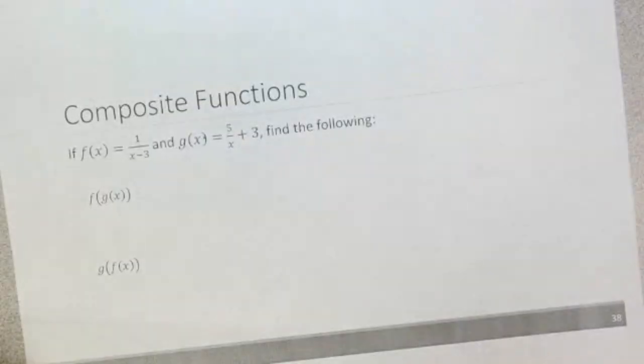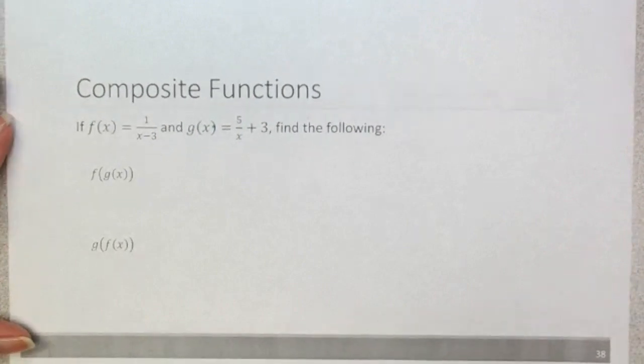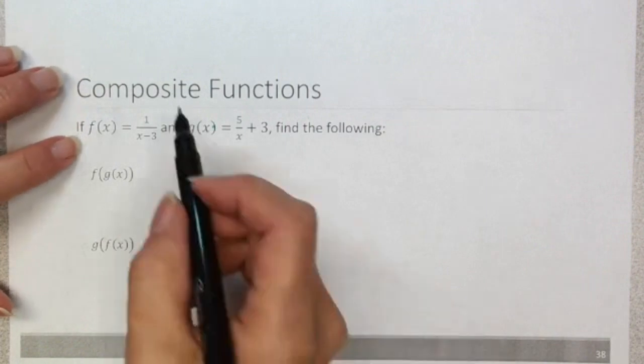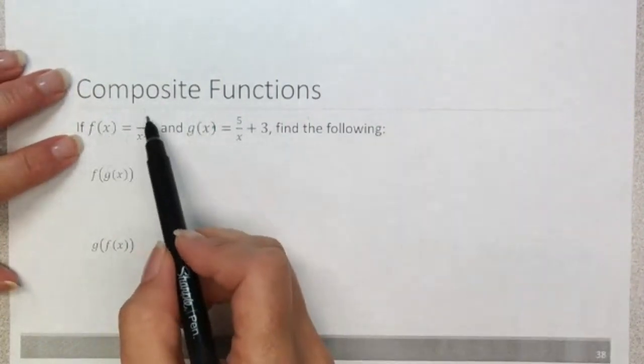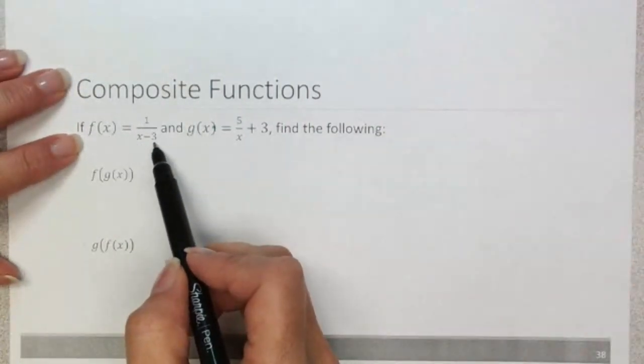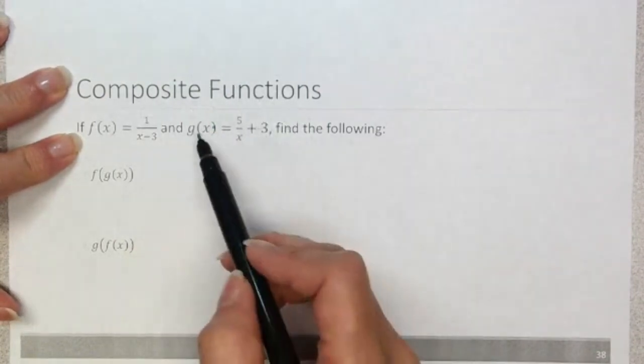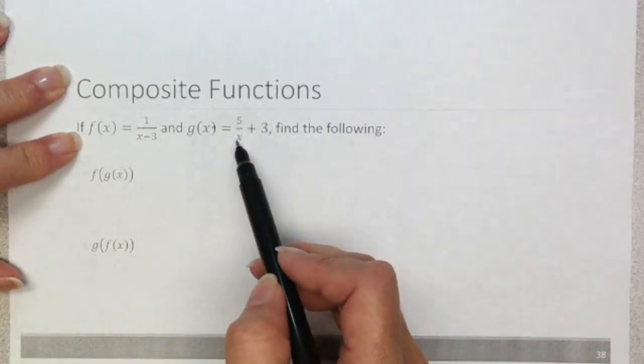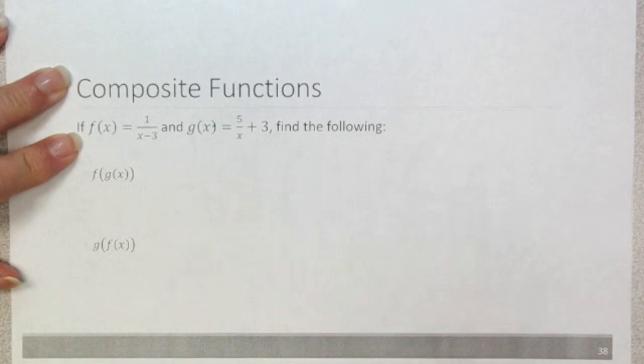Let's look at just one more example. The concept is always the same here. We're substituting one function in for the input to the other function, but sometimes it gets a little tricky with fractions. So why don't we do one that involves some fractions? Here f of x is 1 over x minus 3, rational expression, right? And g of x is 5 over x plus 3.